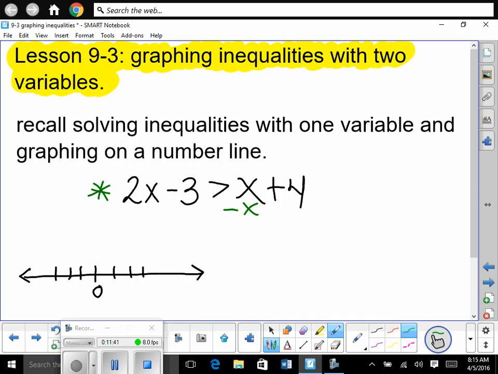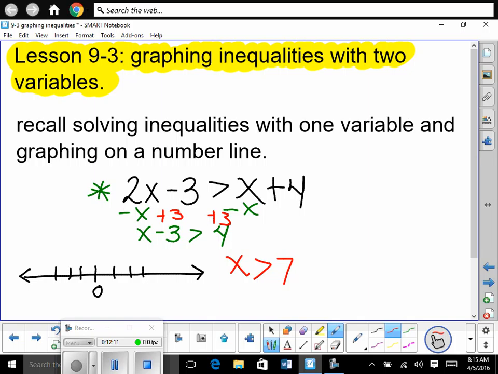So we'd subtract x from both sides. So we have x minus 3 is greater than 4. X minus 3 is greater than 4, so we'd add 3 to both sides, right? So we have x is greater than 7, right? So now we'll graph that answer. There's our solution. There's many answers here. That's why we graph it on a number line. Any x value that's greater than 7 will be a solution.